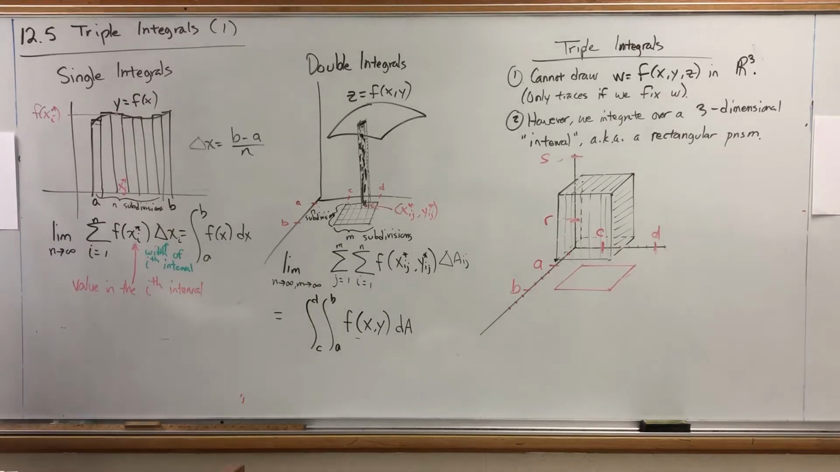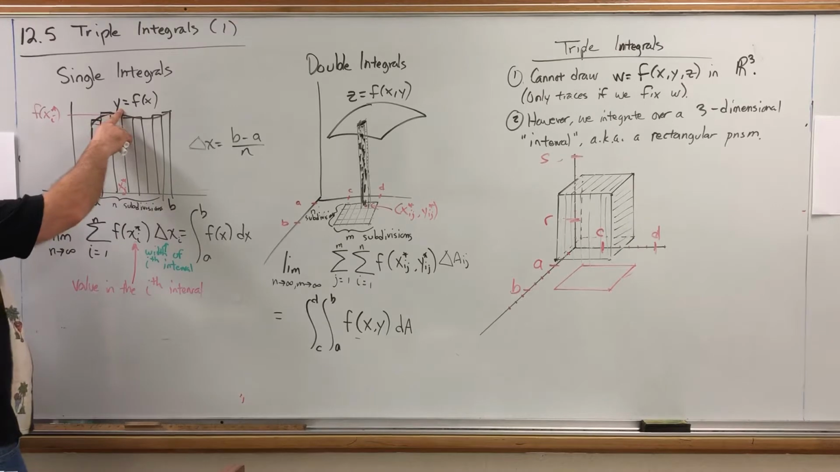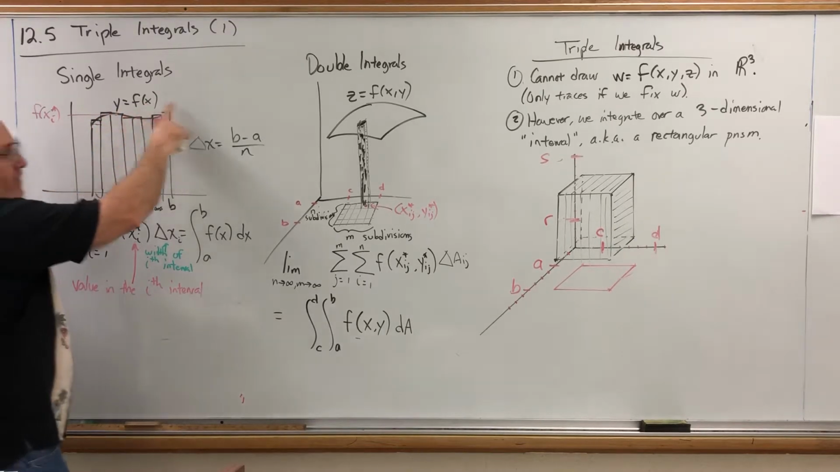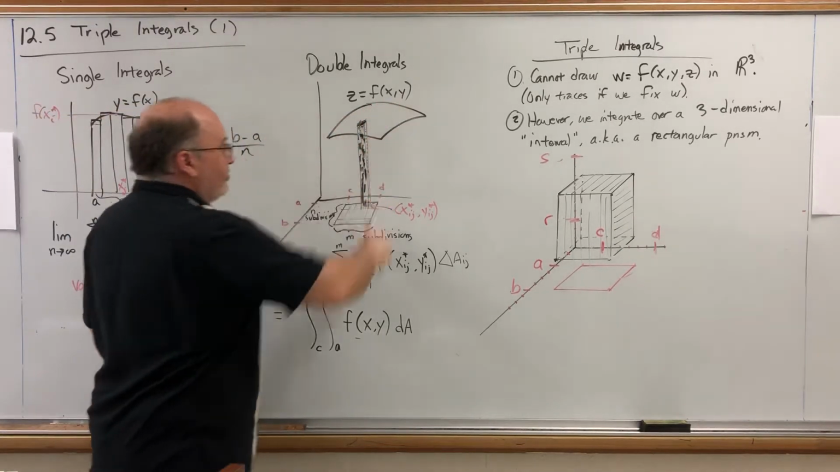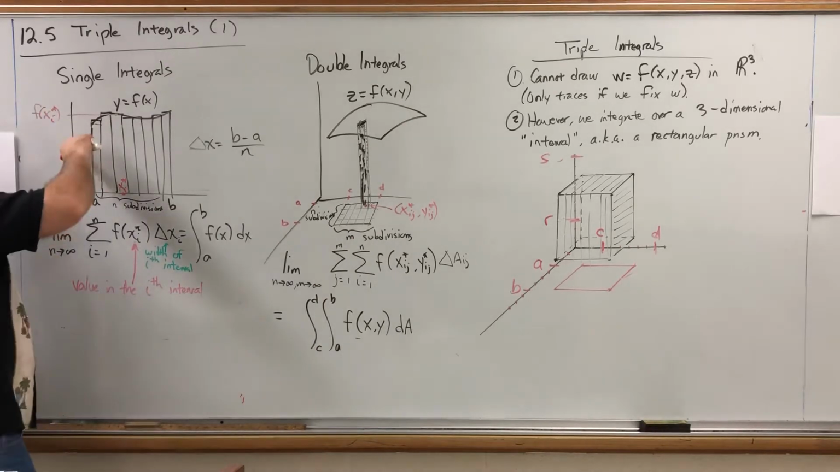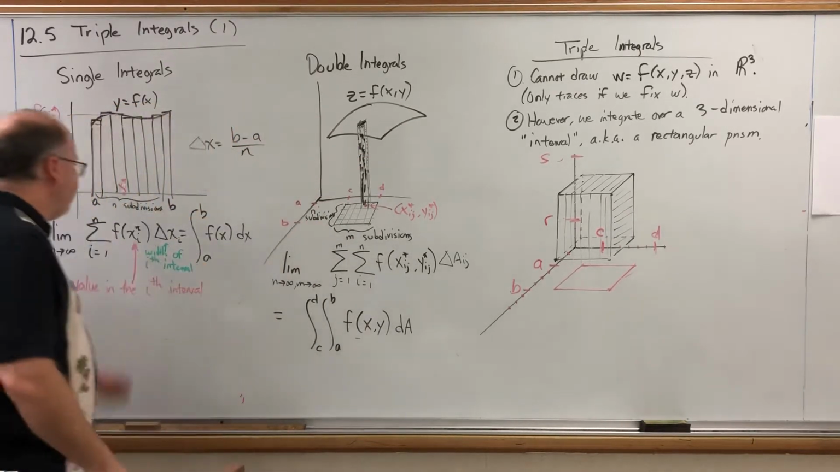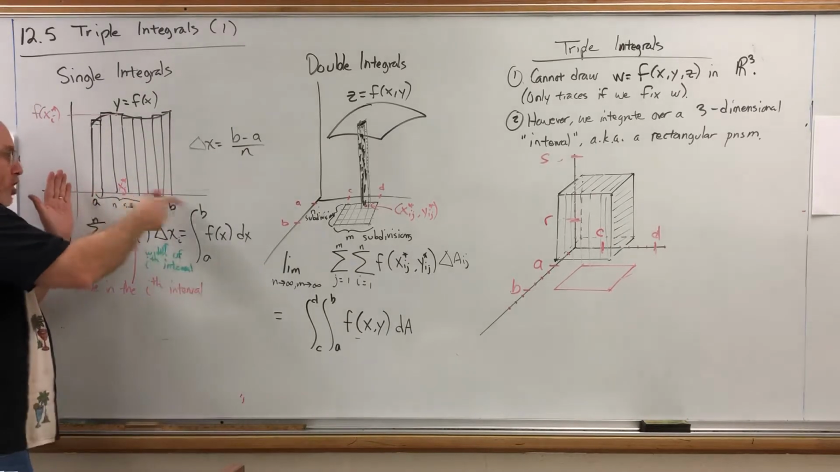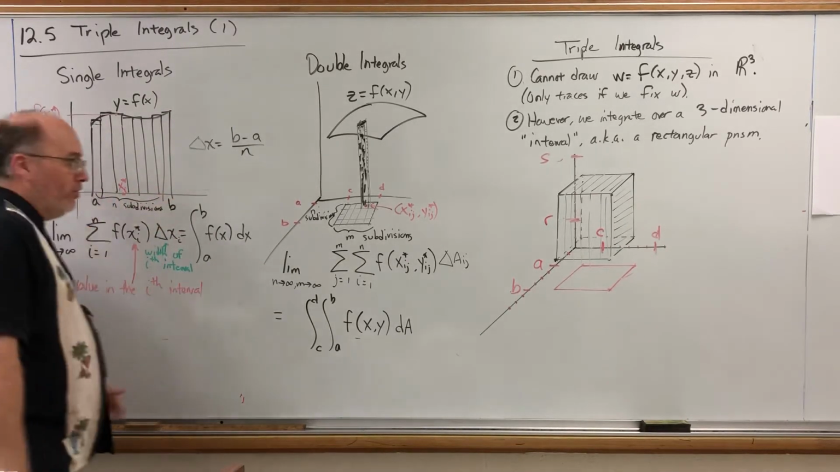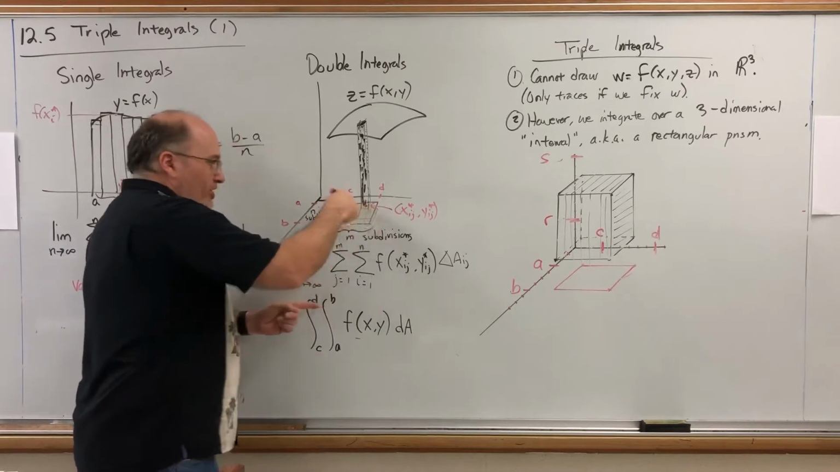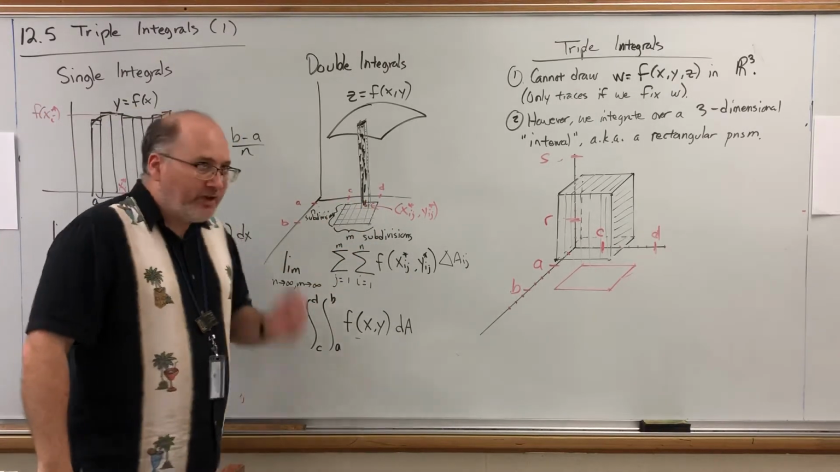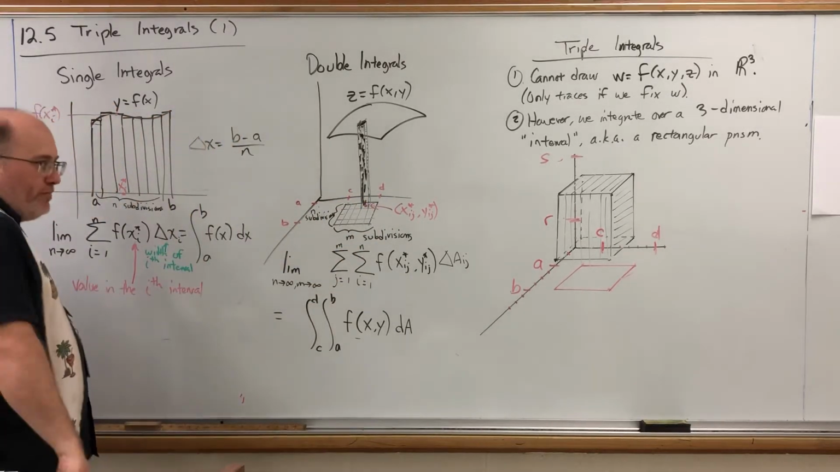When you made the transition to double integrals, everything went up a dimension. Instead of your function being a function of one variable, it became a function of two variables. So instead of its graph being one-dimensional, its graph is now a two-dimensional surface. And instead of integrating over a one-dimensional interval, you're integrating over a two-dimensional region, also known as a rectangle. But the plan of attack is pretty much the same.